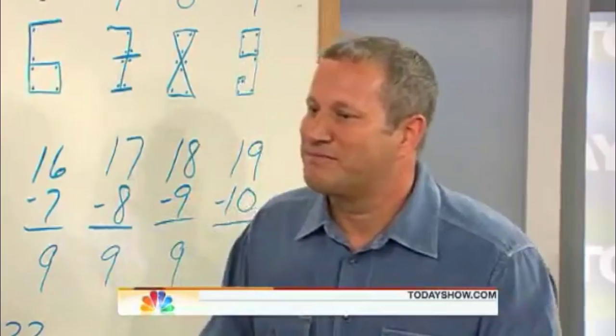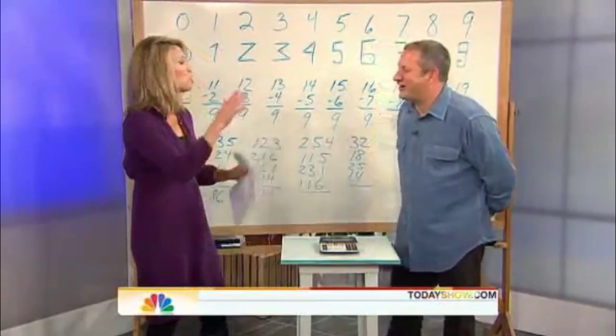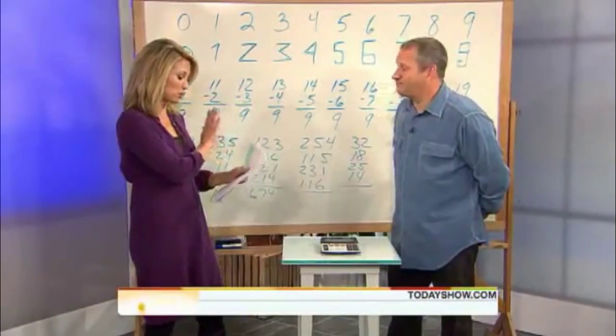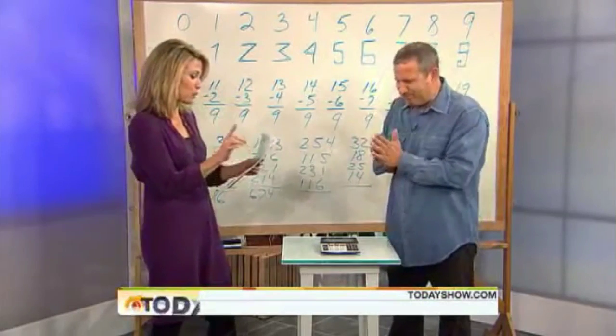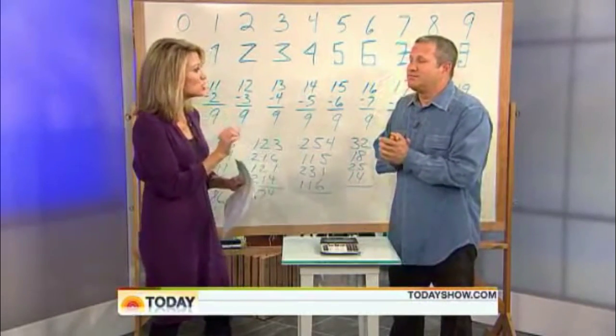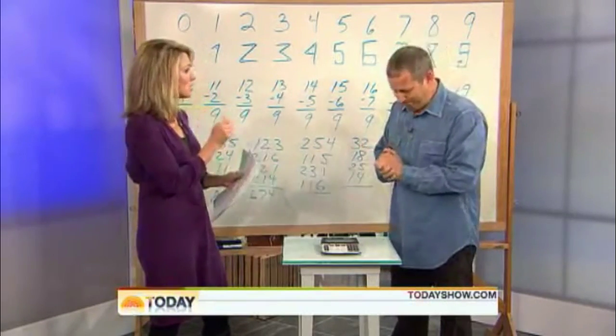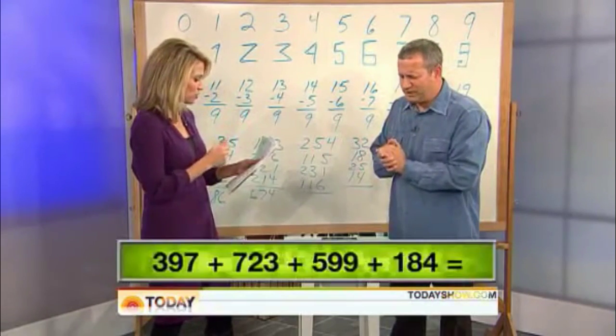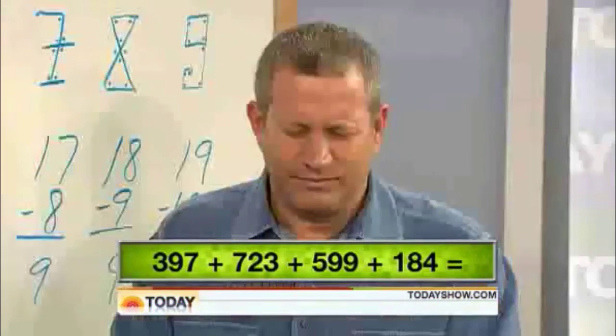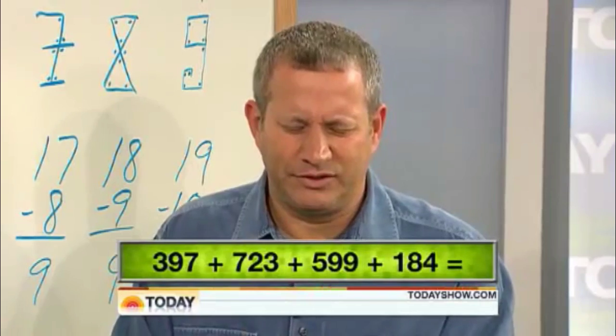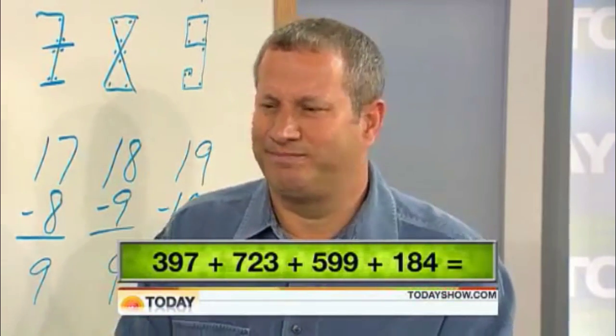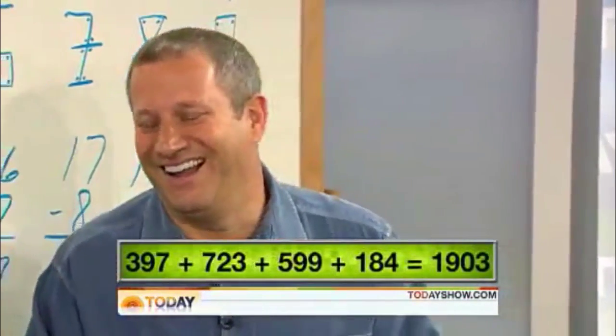You're correct. To prove that point, we have a few equations for you. We have not seen any of these equations beforehand, we should point out. Okay. Let's see if you can figure them out. We're going to ask you to add 4 3-digit numbers together. Okay. 397 plus 723 plus 599 plus 184. 1903. Oh, yes, it is.